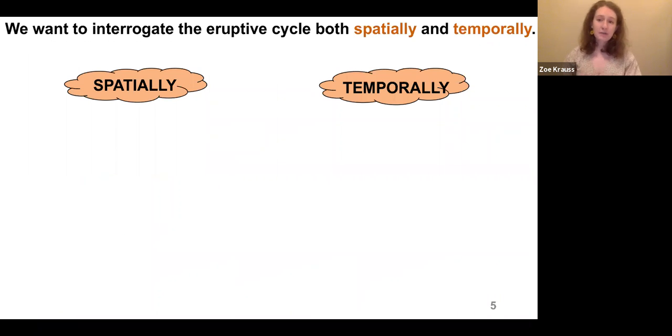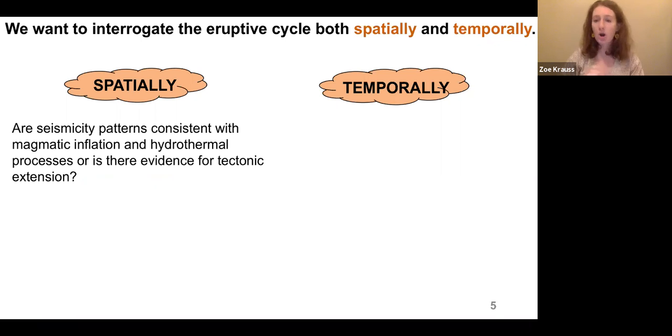And so as I build this catalog, I want to keep my scientific questions in mind to make sure that I'm building the catalog specifically to be able to confidently answer them. And these questions fall under the umbrella of spatial and temporal. For example, are the spatial seismicity patterns consistent only with magmatic inflation and hydrothermal activity in the center of the ridge? Or is there a lot of off-axis activity that gives evidence for tectonic extension?